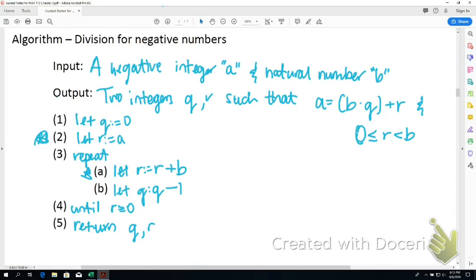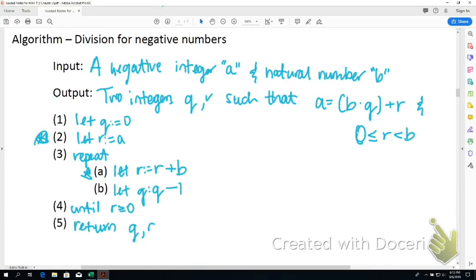So the only difference between this one and the previous one is we're not checking A and B at the beginning. And instead of subtracting B every time, we add B, because remember, A is negative. The quotient goes down by 1, not up by 1 every time. And the until statement has greater than or equal to 0.